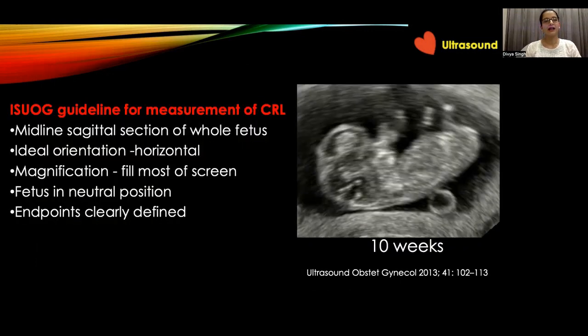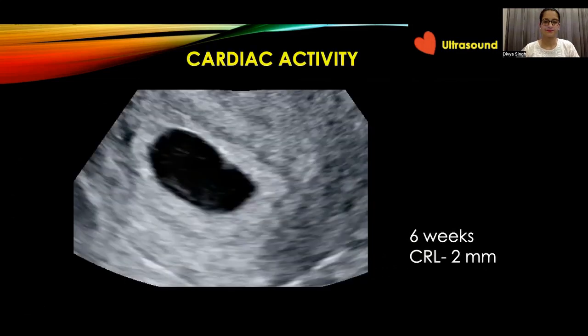We are all aware of the guidelines for measurement of the crown rump length after 10 weeks. We need to take a midline sagittal section of the whole fetus in a horizontal orientation with appropriate magnification so that the crown and the rump are identified clearly. The fetus should be in a neutral position, and once we can identify the crown and the rump clearly, we draw a line from the crown to the rump, getting the maximum crown rump length of the fetus.